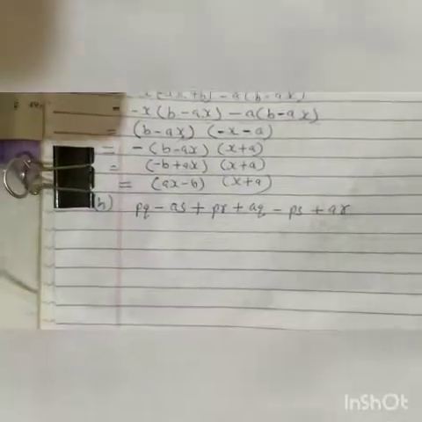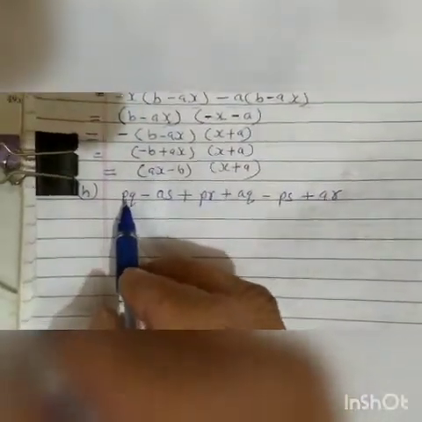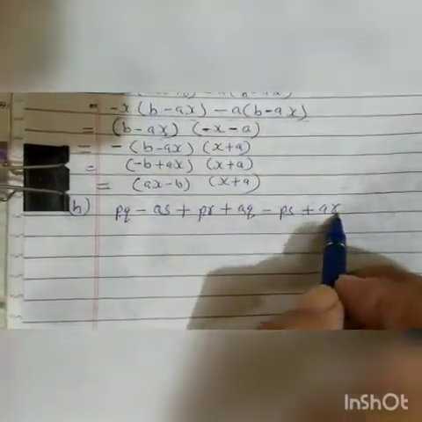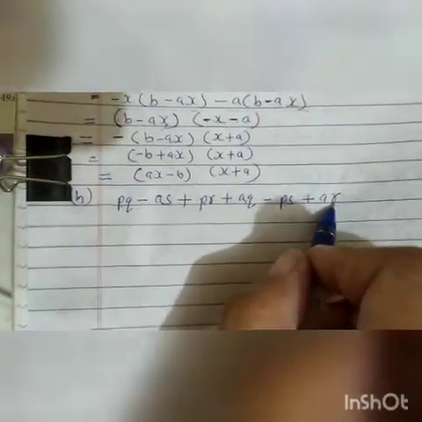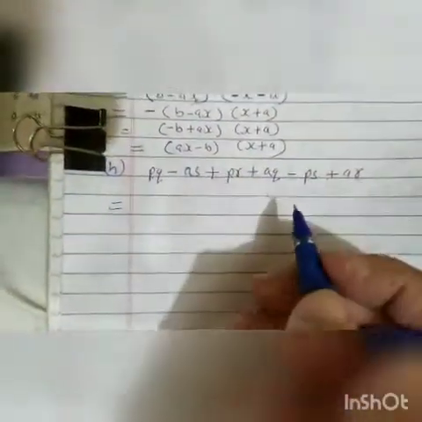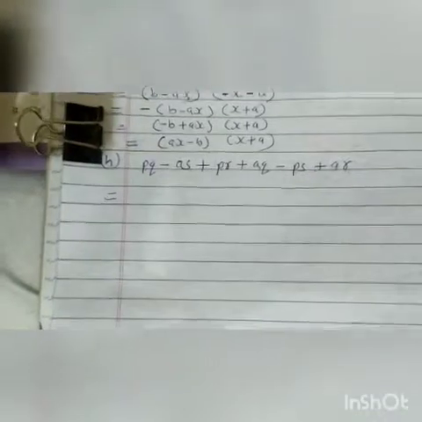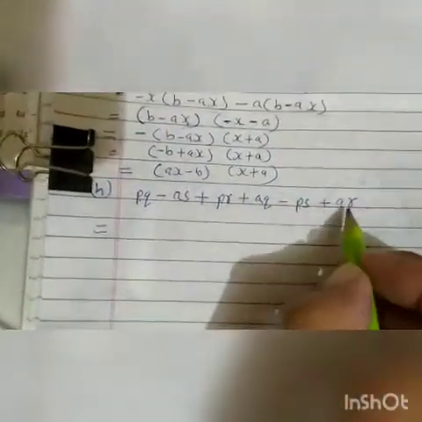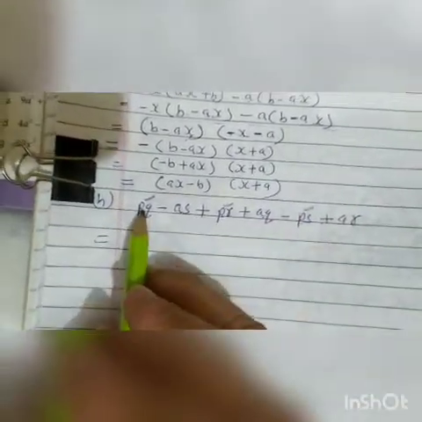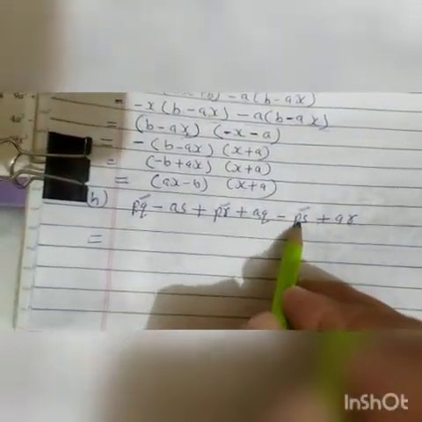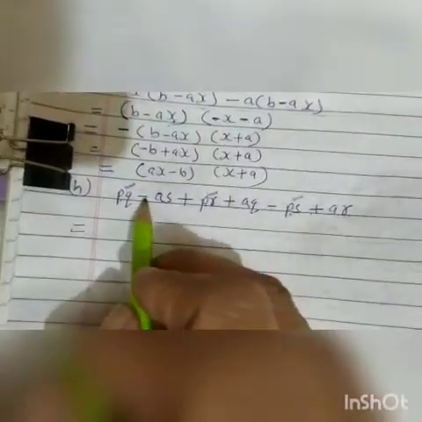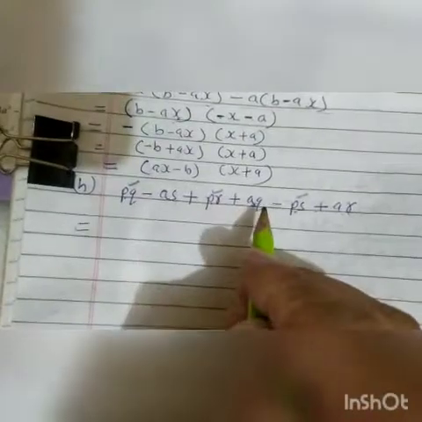Come to h part. In h part, pq minus as plus pr plus aq minus ps plus ar. There are 6 terms, and we will group them. How will we group them? Among these 6 terms, we will take pq, pr and ps, these 3 terms in the first group, then aq, ar and minus as, these 3 terms in the second group.